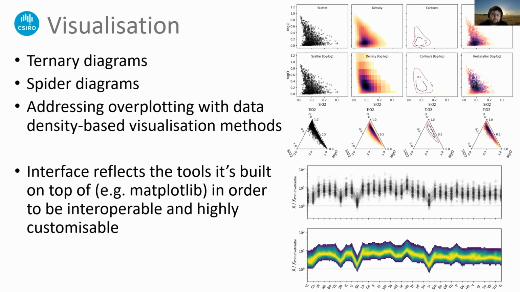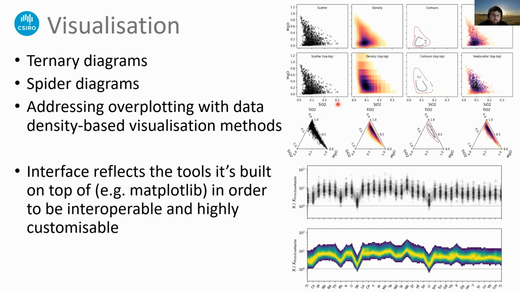And the other core use case for Pyrolite is visualization. So Pyrolite provides methods for making things like ternary diagrams and spider diagrams alongside a few other templates that you can work from. This grid of plots here on the right shows some ways that we can visualize data distributions in bivariate and ternary systems to avoid issues with overplotting, which we're seeing a lot more as our data sets get bigger and bigger.